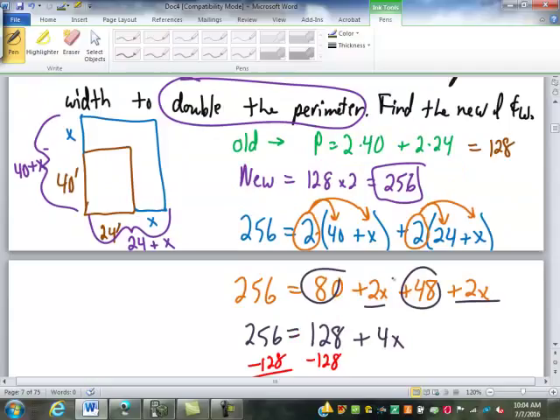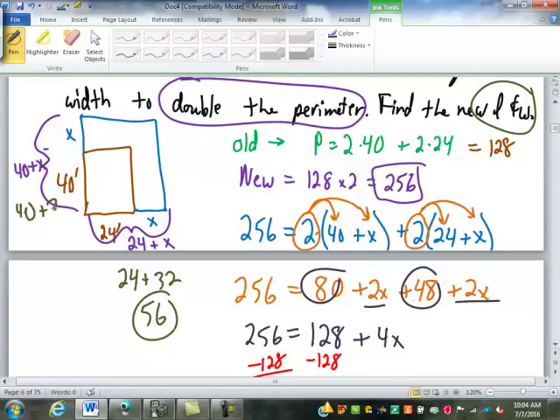Question is, find the length and width. So 24 plus x becomes 24 plus 32, or 56. 40 plus x becomes 40 plus 32, or 72. So the new garage is 72 by 56. The old one was 40 by 24. What do you think?